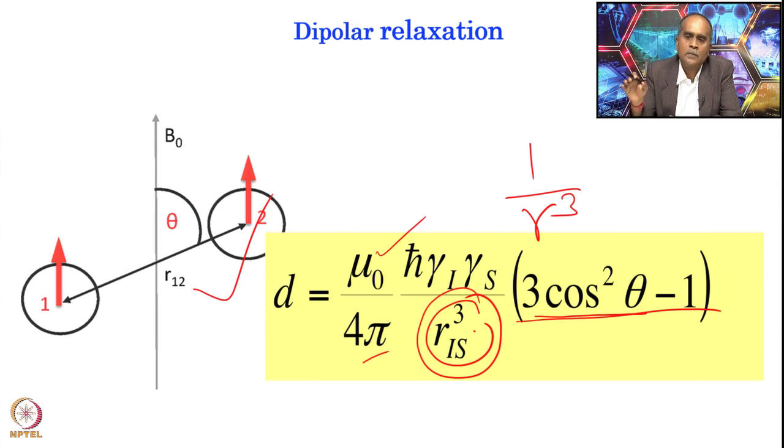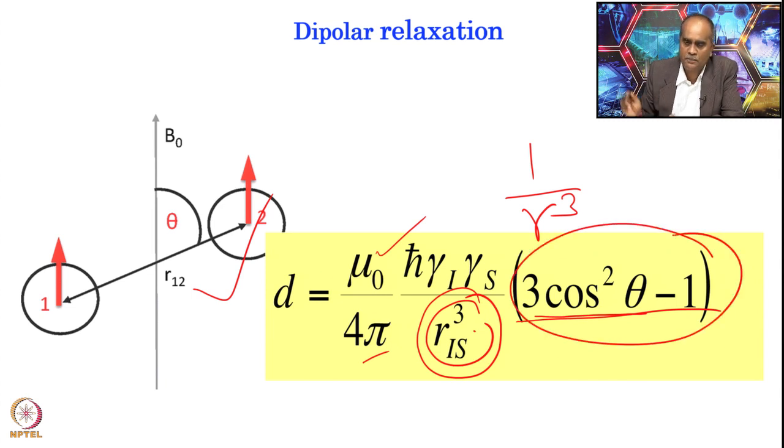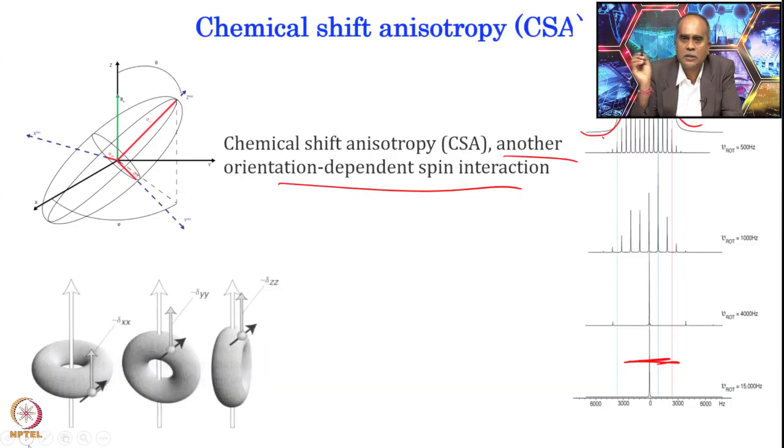Or in solid, this is a trick that we are going to look at in the last week of this course. In solid state, we always try to make this term 0 by spinning our sample at a certain angle, which is called the magic angle. So this 3 cos square theta minus 1 becomes 0, and that is how we try to reduce the dipolar interaction between those spins.